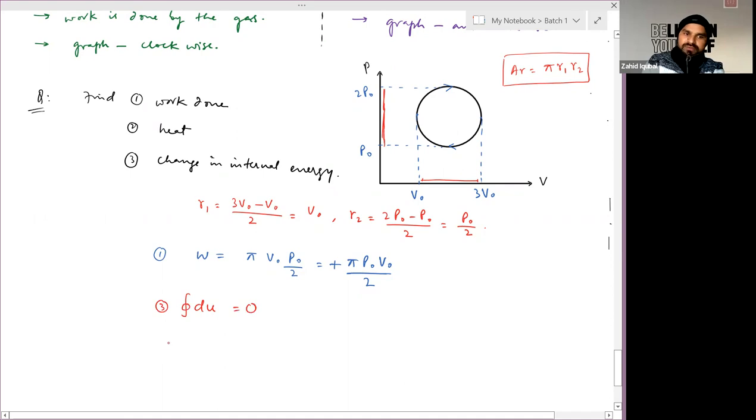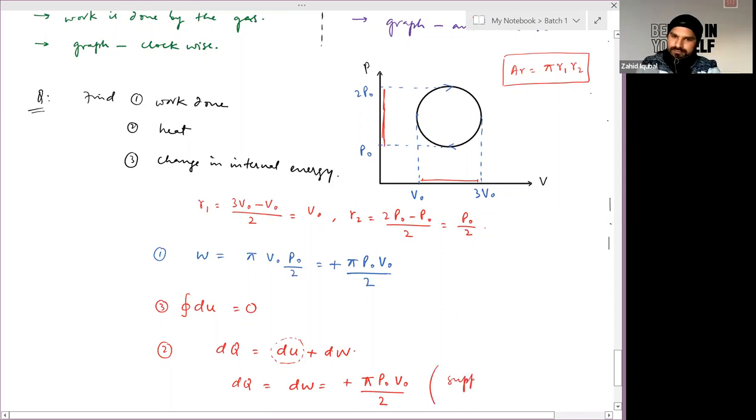So according to first law, we may write dq equals to du plus dw. Since du is 0, so amount of work done in this process will be equivalent to heat. So dq equals to dw, which is equals to plus pi p naught v naught divided by 2. And since this heat is coming out to be positive, it means it must be supplied to the system.